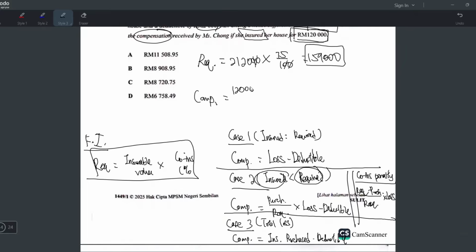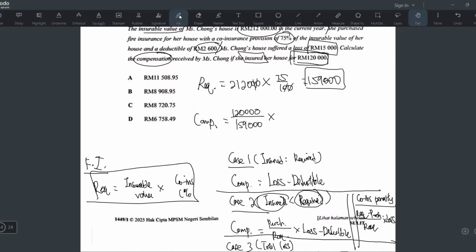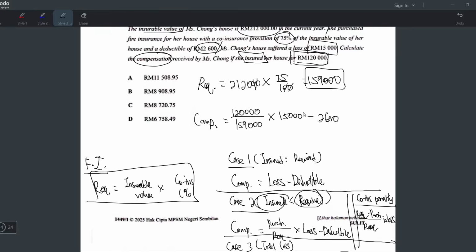Okay, purchase is 120,000 lah. And then over required 159,000. Darab dengan loss minus deductible. And the loss is given 15,000 minus deductible 2,602. And if you tekan all this, you will get the answer. Okay, boleh potong 30. So tekan 120 divide 159 times 15,000 minus 2602. Okay, 8720.75. C is the answer. Okay. Alright, sudah siap.